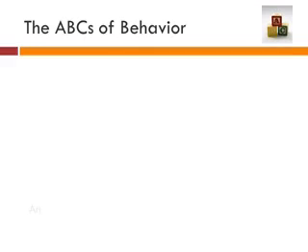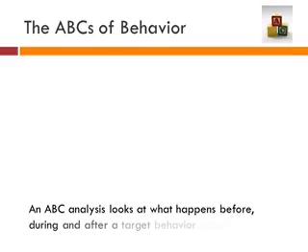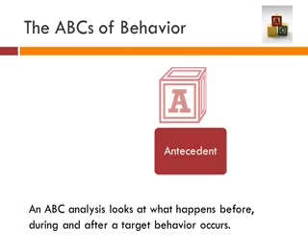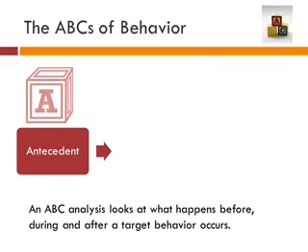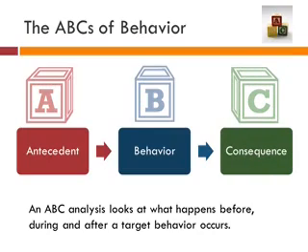An ABC analysis can help us because an ABC analysis looks at what happens before, during, and after a target behavior occurs. An ABC analysis has three elements. A for antecedent, B for behavior, and C for consequence. Those are the ABCs of behavior.